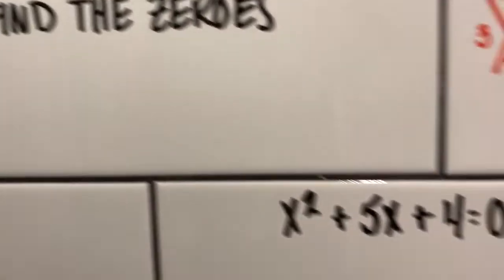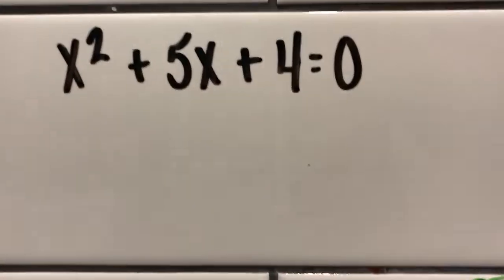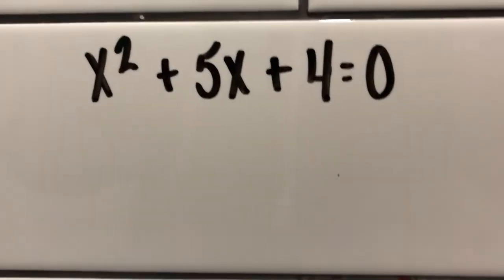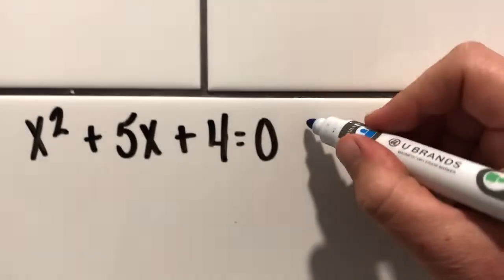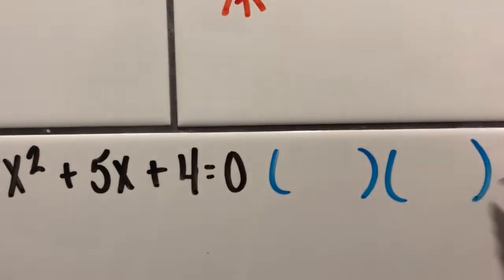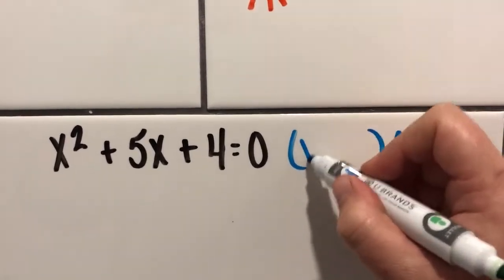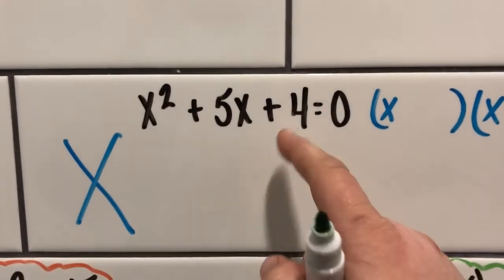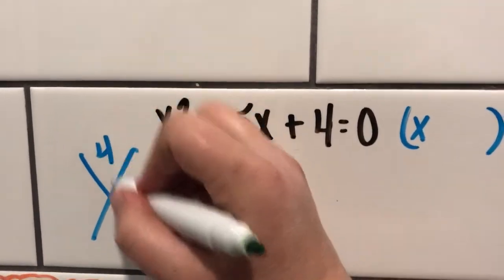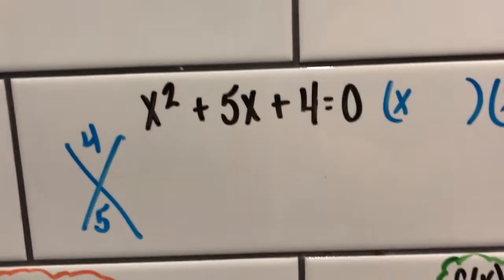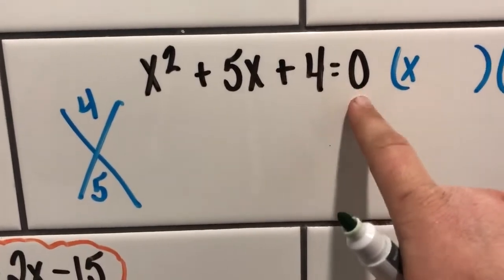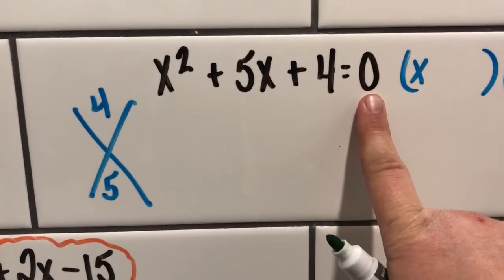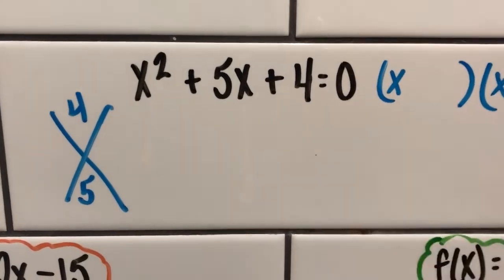So I'm going to do 3 examples out with you again, and then you guys can try some on your own. So for these, I'm doing the same thing I did before. I'm going to write out my parentheses. My variable here is an x. I'm going to do my x puzzle. My 4 is going to go on top. 5 goes on the bottom. Notice how this is set equal to 0 for you already, just as something to watch out for.